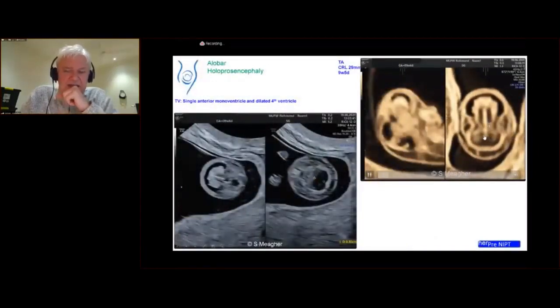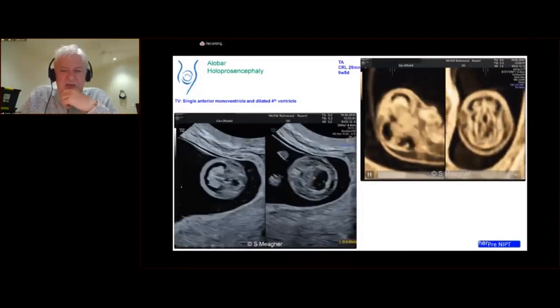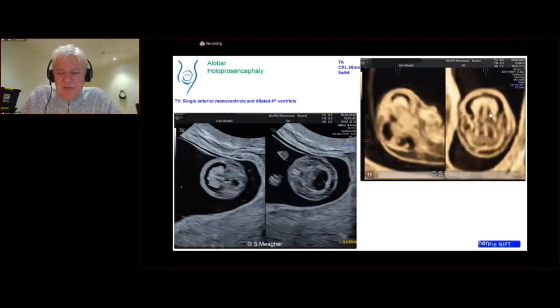The only problem I would add to this, though, is we don't have a nomogram because the rhombencephalon to start with and the aqueduct are quite prominent at 9 weeks of gestation, but that will come in time. But we recognize that this subjective enlargement of the fourth ventricle at a pre-NIPT scan is worth paying attention to.